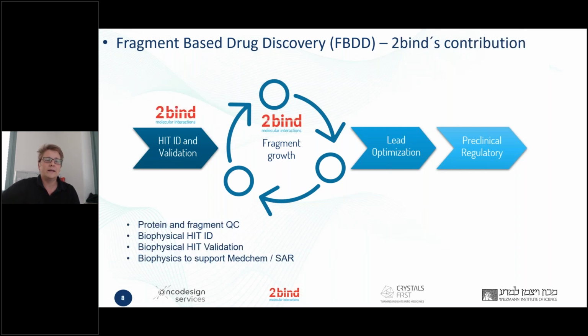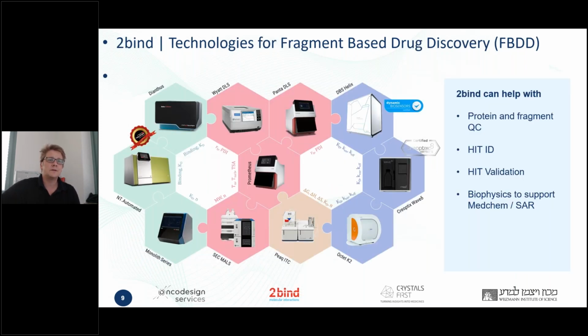At 2bind, we can assist in the rather early phases of this process. We have a rather large portfolio of different tools that we can use. First of all, in the very early protein QC, it's a very essential step. Then in the hit identification, meaning fragment screening using biophysical tools. We can then also assist in the hit validation phase with various methods, and finally also support the medicinal chemists in their SAR process.